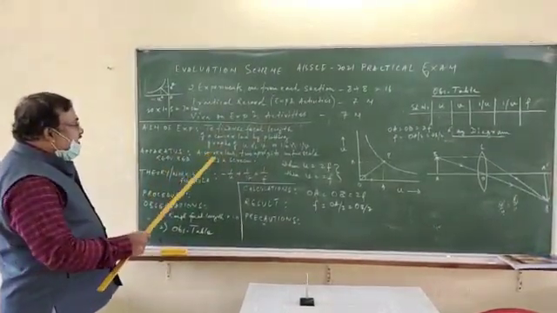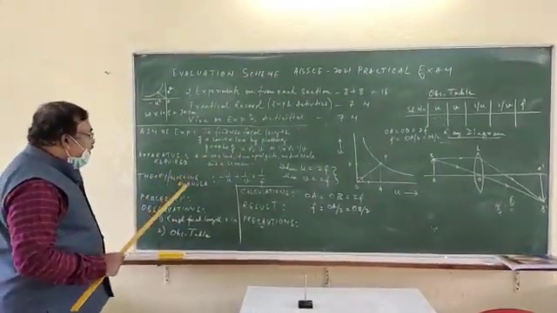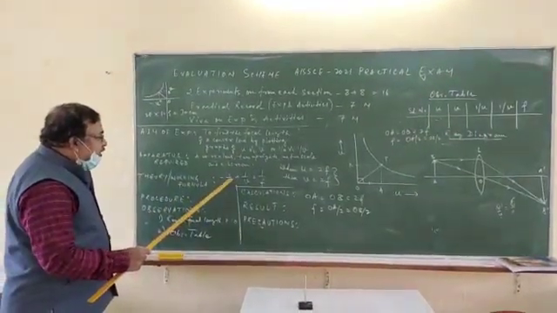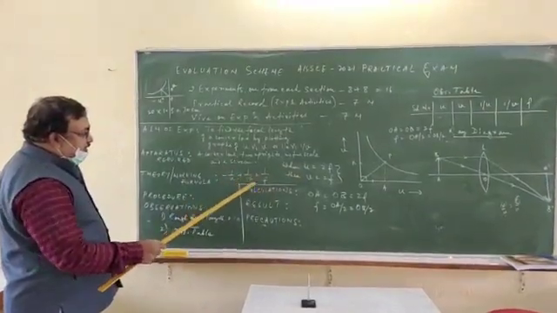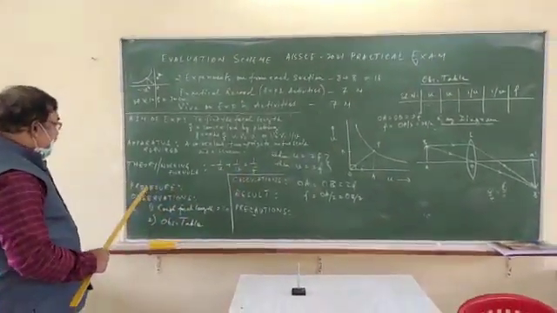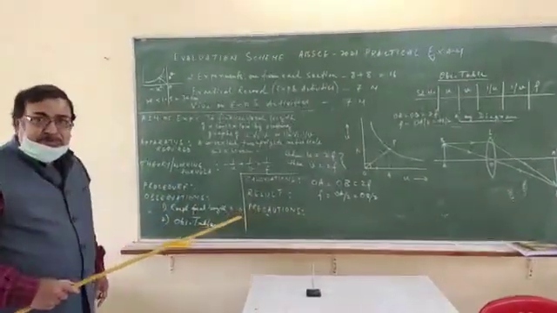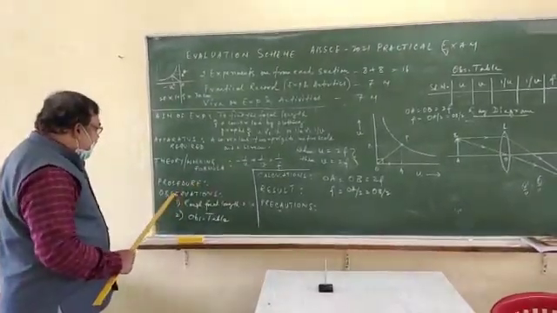Now, apparatus needed is given. Theory, you have to write only the working formula and the meaning of the terms, like written here. U is the object distance, V is the image distance, and F is the focal length. Then we have procedure in steps, only the main steps, not in detail.